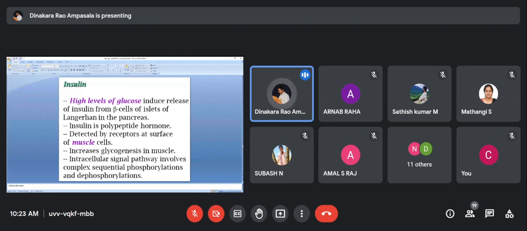Okay, so insulin, as we've seen, when glucose levels are high, is released from the pancreatic beta cells, and muscle cells and liver cells have the receptors for it, and it will activate synthesis of glycogen. So the glycogenesis pathway will get activated in this process when insulin levels are high. Okay, so the extracellular signal pathway involves complex sequential phosphorylation and dephosphorylation reactions.